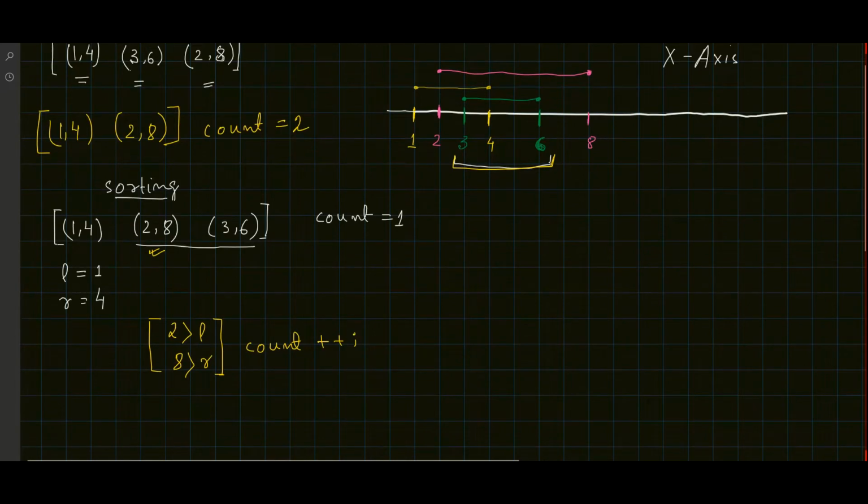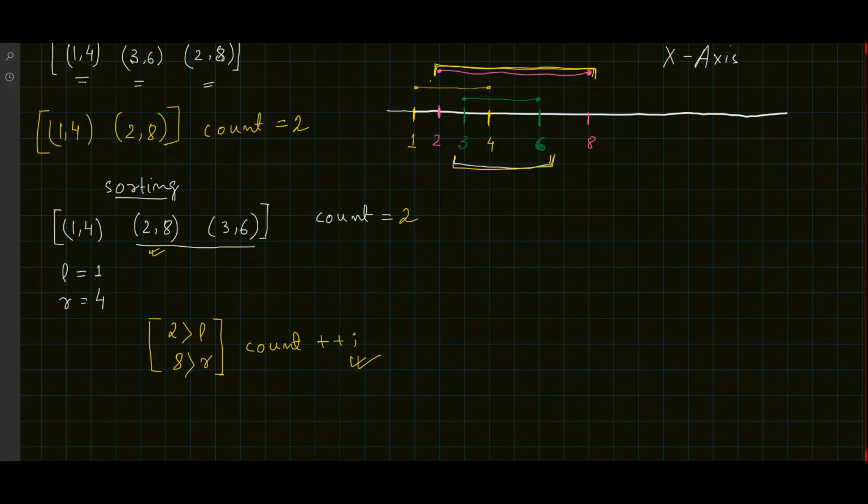So what we are checking is, if 2 is greater than left and 8 is greater than right, let's look at the x-axis to see what's happening. You can see that this interval does not come under any umbrella. It's independent, so we have to include this. So this is one logic that we are going to follow. Now that we have increased our count, our count is now going to be 2, right? Now let's go to 3, 6.